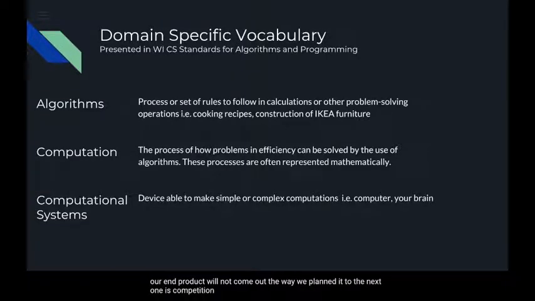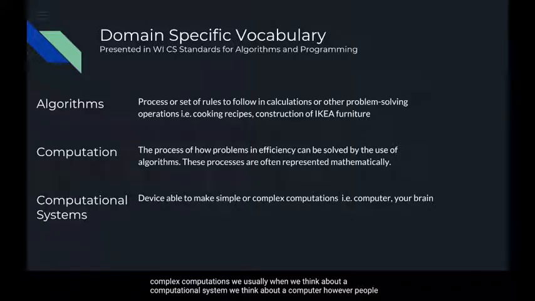The next one is computation, which is how these problems in efficiency are solved through the use of computation. The processes are often represented mathematically, but not necessarily, especially within computer science. Computational systems are devices that are able to make simple or complex computations. When we think about a computational system, we think about a computer.